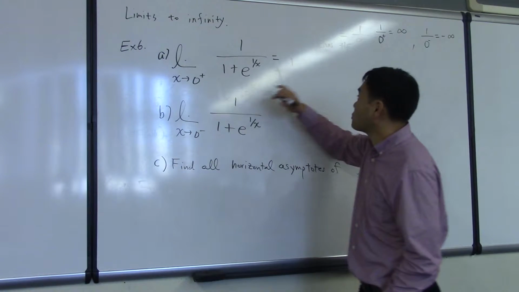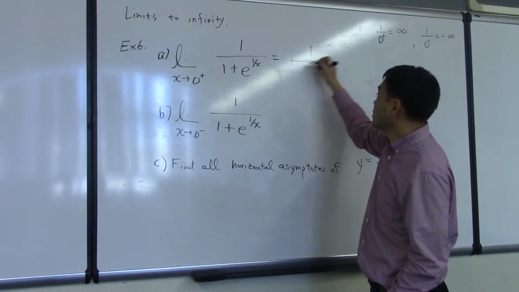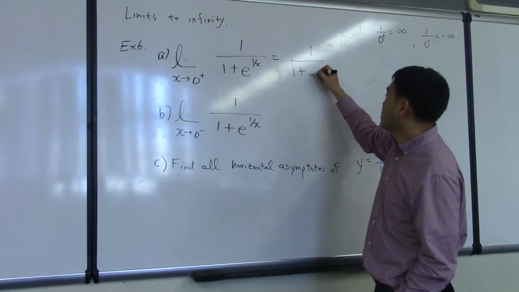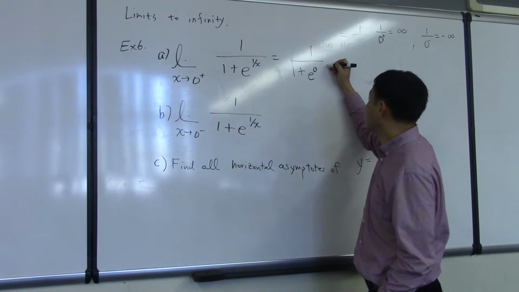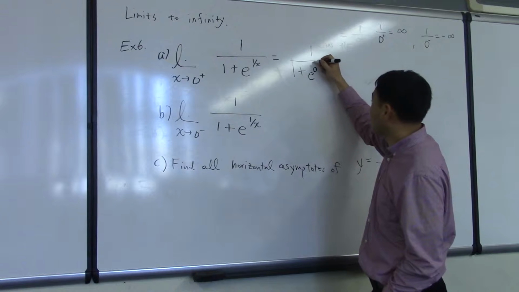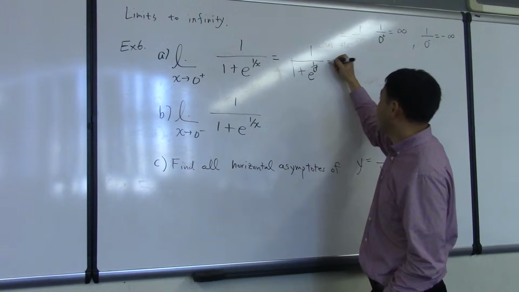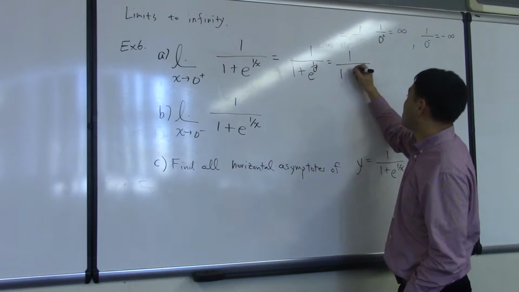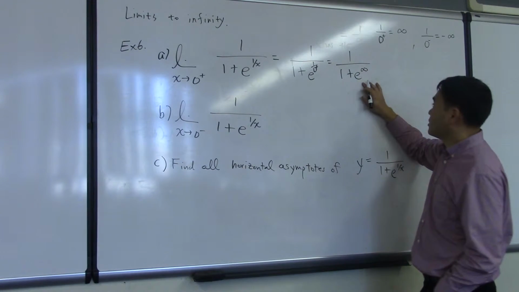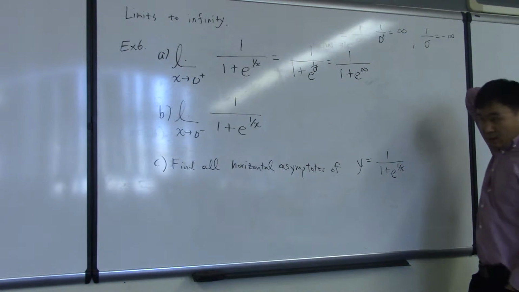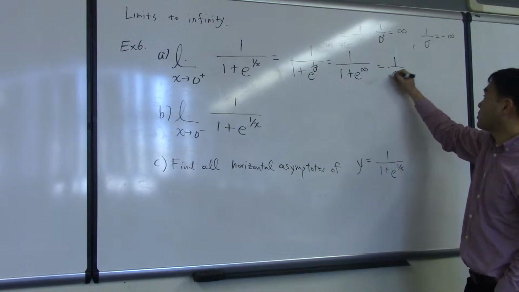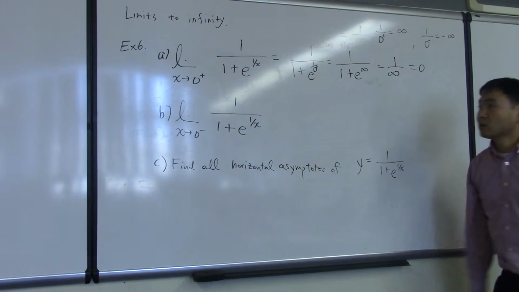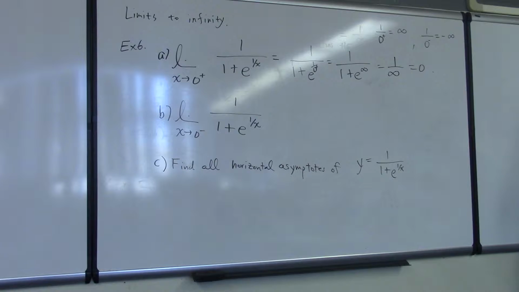So for the first one, it's 1 over 1 plus e to the 1 over 0 plus, which is 1 over 1 plus e to the infinity. e to the infinity is infinity, and infinity plus 1 is infinity, so you have 1 over infinity, which is 0. So that's the answer for A.